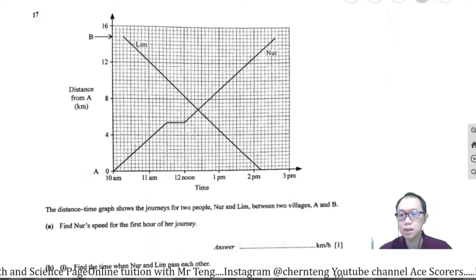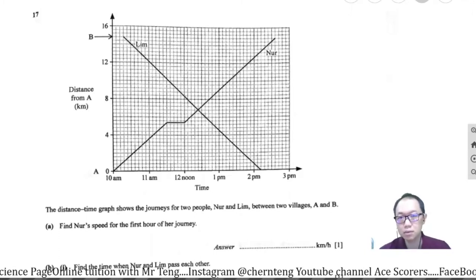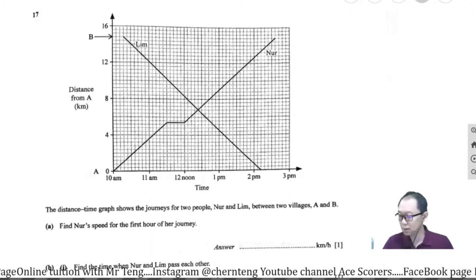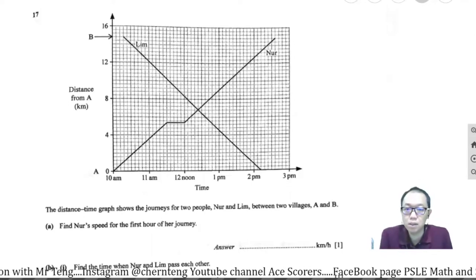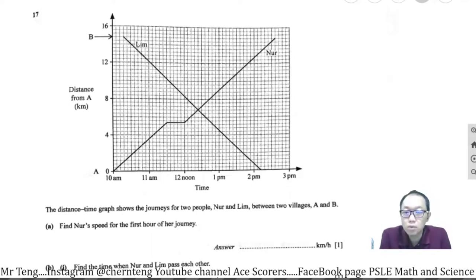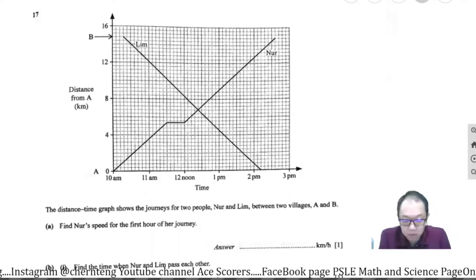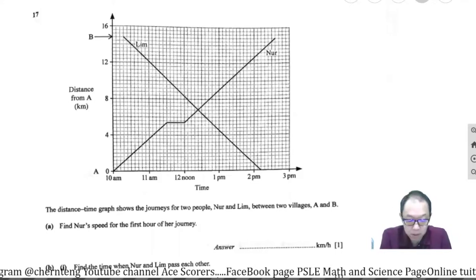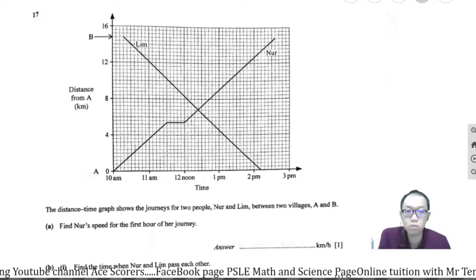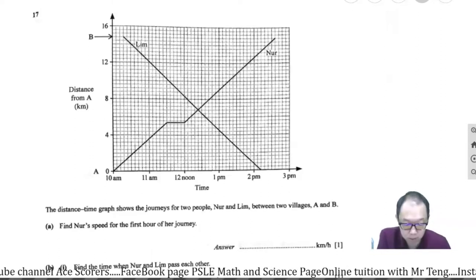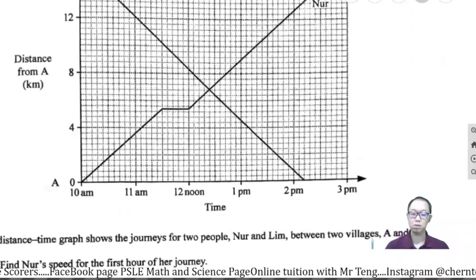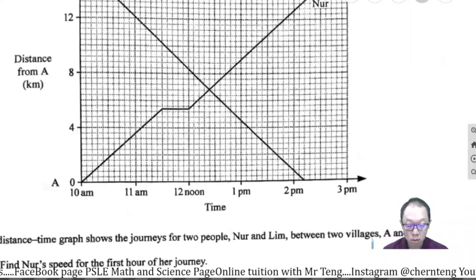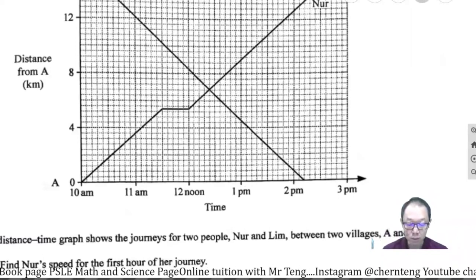So this is a distance-time graph. In a distance-time graph, the gradient will be the speed. So Nor's speed for the first hour. I'll zoom in bigger. Nor's speed for the first hour. So it's 10 to 11.